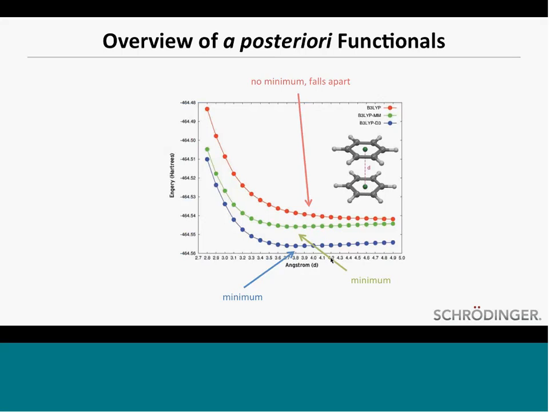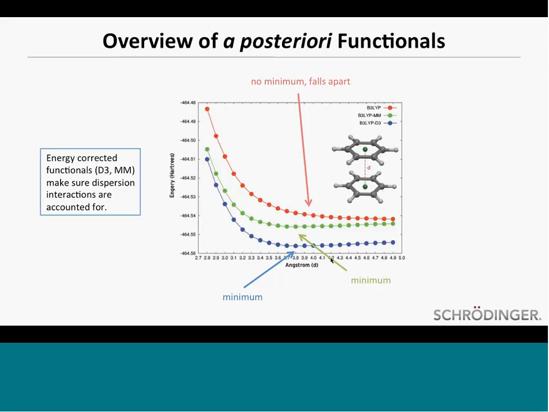So he came to me bewildered why this was, and I explained B3LYP is a terrible functional to describe dispersion. However, you can move to an a posteriori corrected version of B3LYP, in this case using either the MM correction that came out of Columbia or the D3 correction that came from Stefan Grimme, shown in green and blue, and you can see that now benzene dimer does actually stick to itself. It is now dispersion aware. So, energy corrected functionals make dispersion interactions happen.